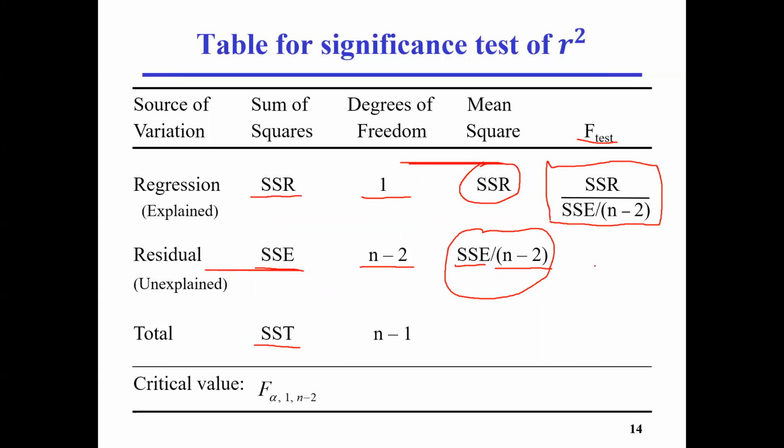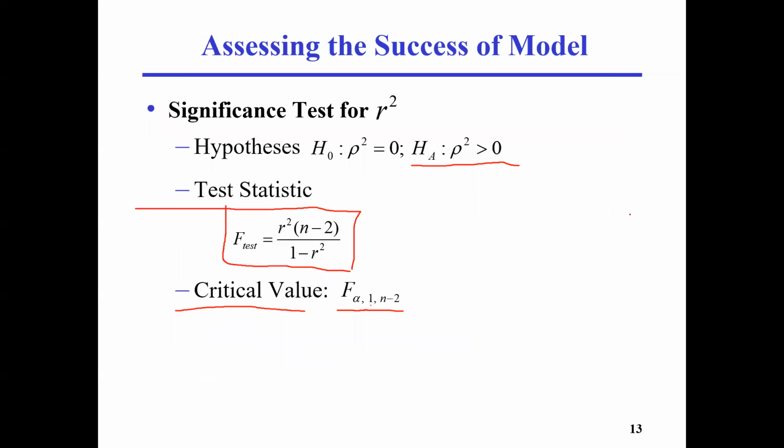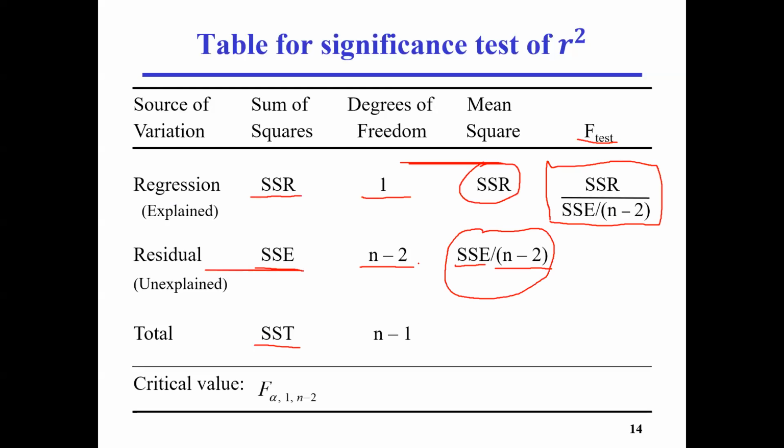And so you have two ways to do the significance test for R squared. One is using this table, which is pretty straightforward, right? You just need to calculate SSR, SSE, and SST first, and then just fill out the table. And another way is using R squared to do that. Obviously, you need to calculate R squared here, okay?